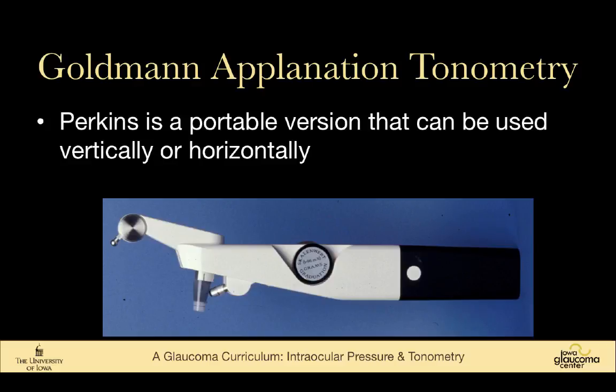The Perkins tonometer is a portable version. It's exactly the same Goldmann applanation tonometry, but it's not part of a slit lamp, so it can be used in patients who are unable to get to the slit lamp, they're wheelchair bound, or physically unable to get to the slit lamp. Also for exams under anesthesia, using in children who are asleep.